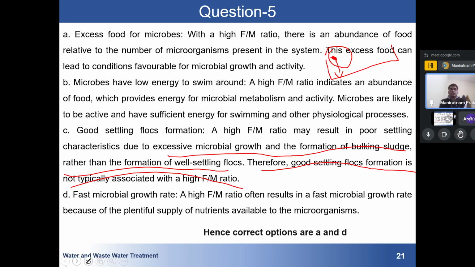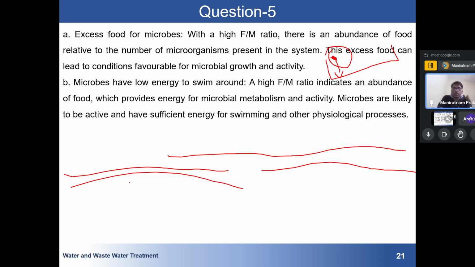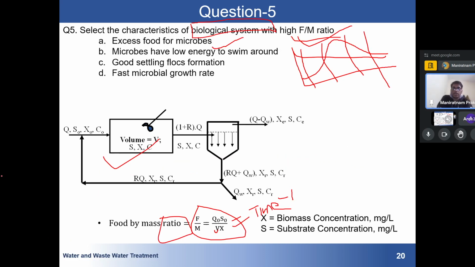B and C are not related to a high food by mass ratio. Only A and D are correct. If you have any confusion, read the question again: select the characteristics of a microbial system with a high food by mass ratio.